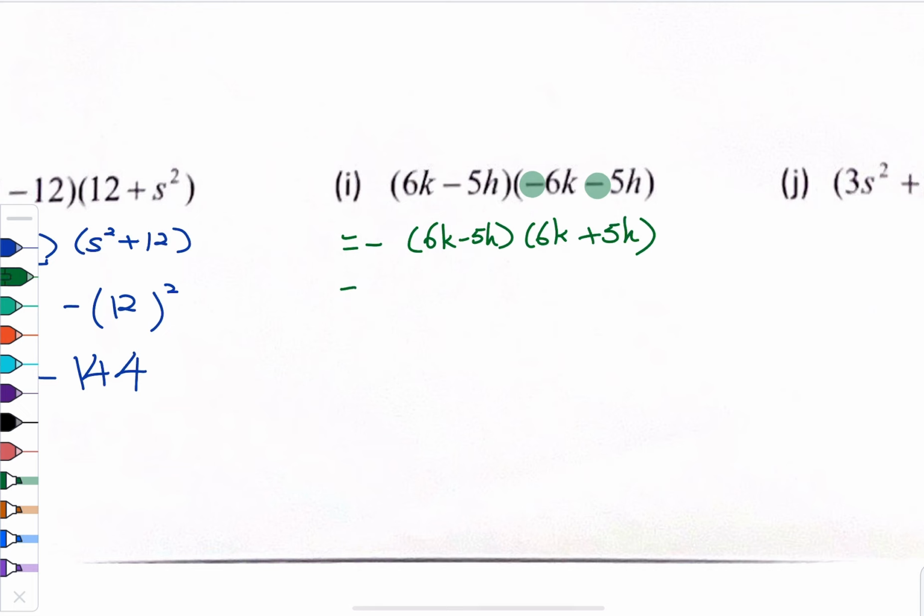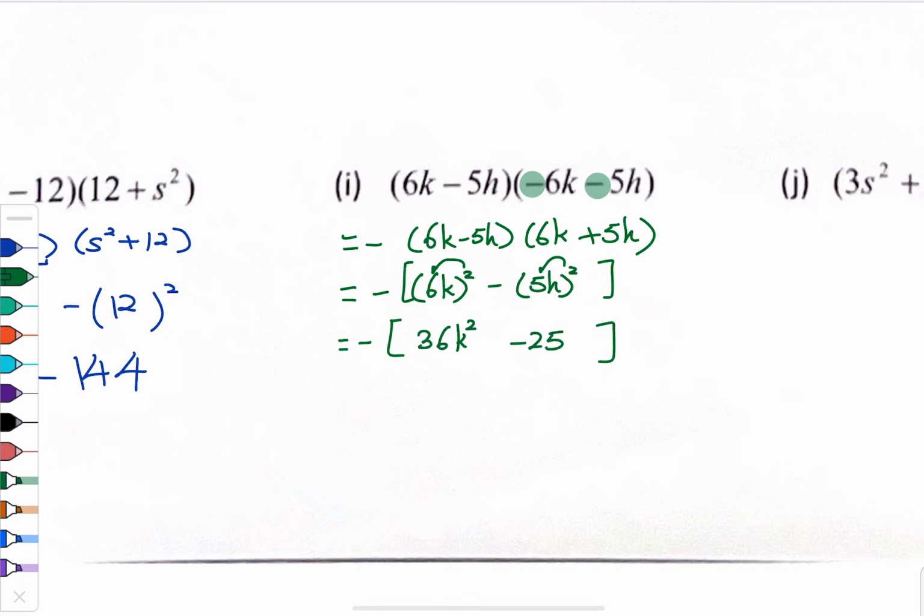So you will think of a square minus b square. Am I correct? No, I need the bracket. And then what do I have? 6 square means 36k square, and then 5 square means 25h square. And then I give back the brackets, so it will be negative 36k square, negative negative 25, positive h square.